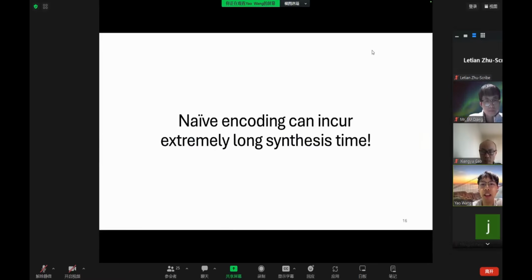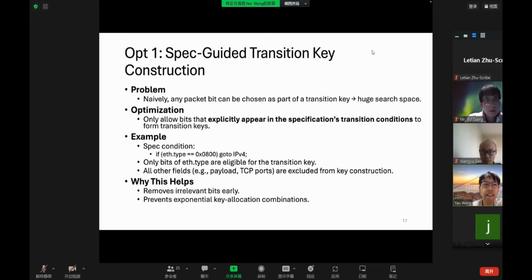However, naively encoding code generation as a synthesis problem may take an extremely long time to complete. So there is an optimization. The first one is guided transition key conjunction. In a naive encoding, any bit in the packet could be selected as a part of the transition key. But in reality, the parser specification already tells us which bits matter.